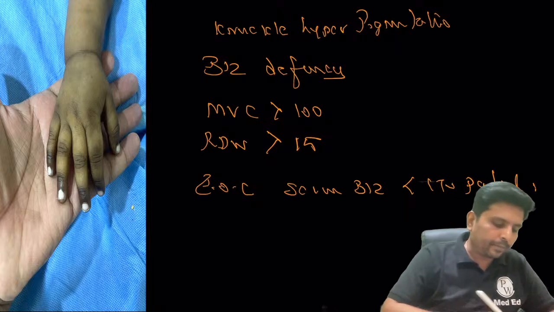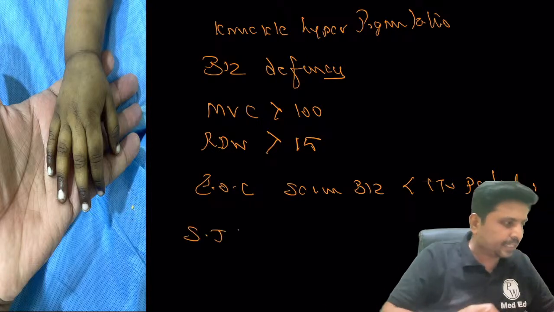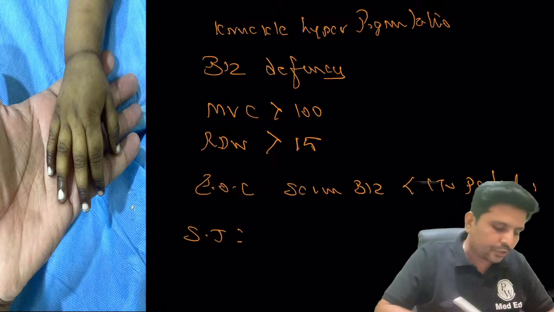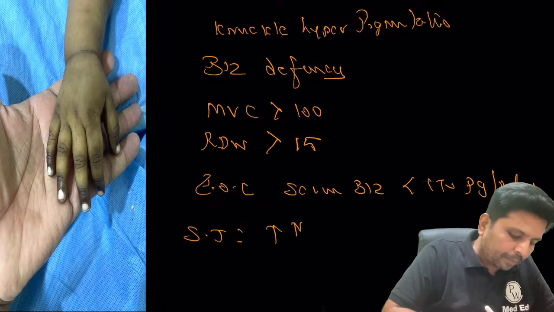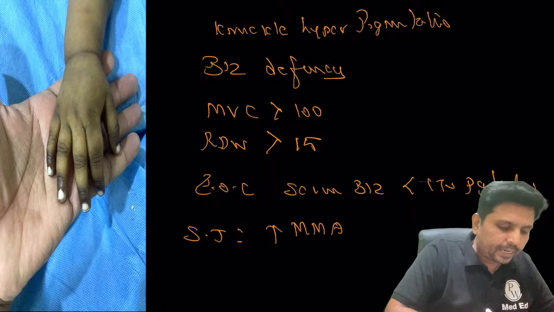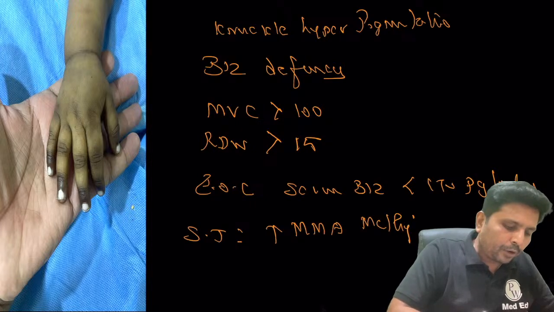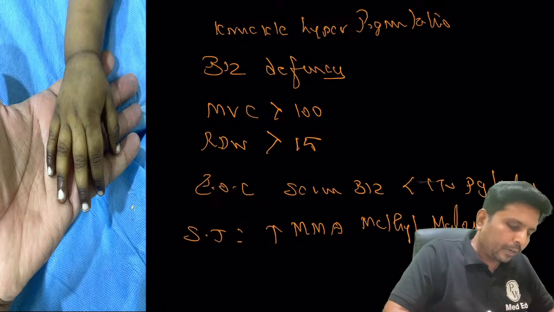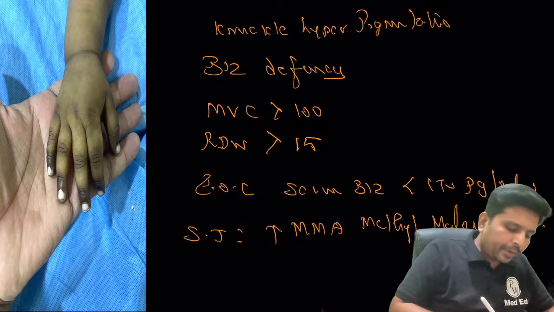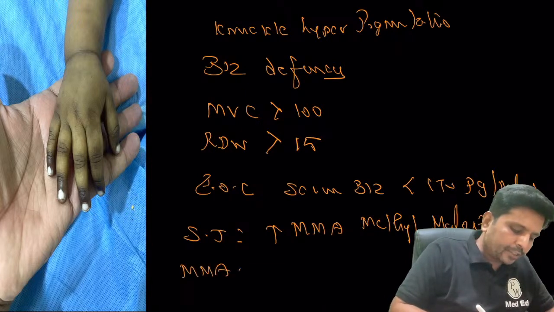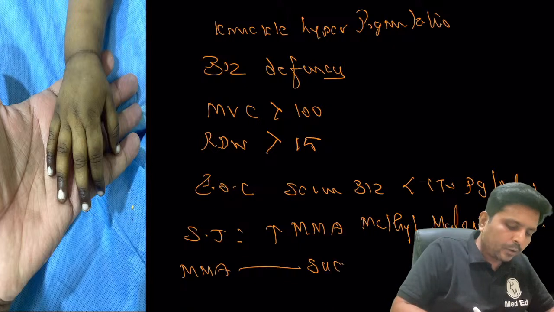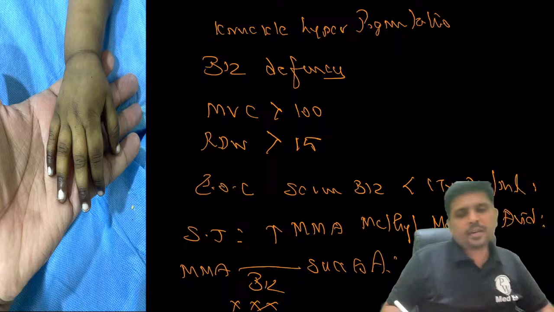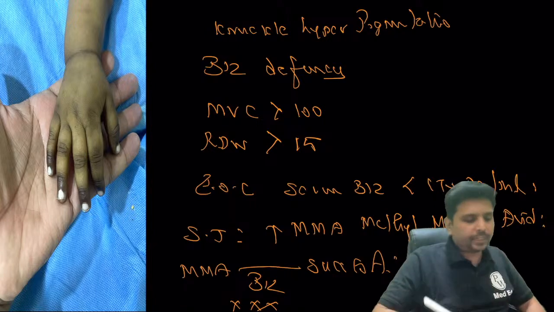170 picograms per ml. Or what is the screening test? The screening test is increased methylmalonic acid. I repeat, increased methylmalonic acid. That is the test. Why? Because methylmalonyl-CoA is converted into succinyl-CoA by B12. When the B12 is absent, methylmalonic acid will be increased.